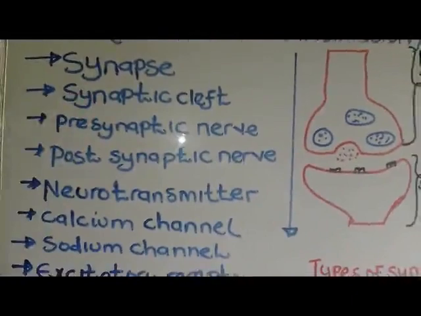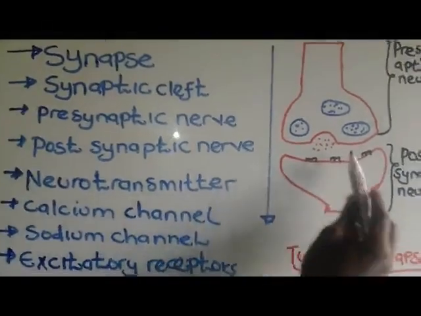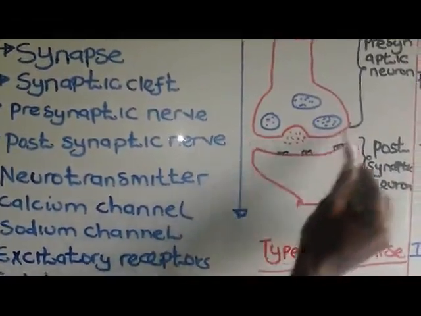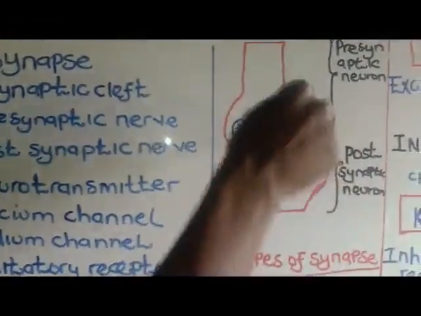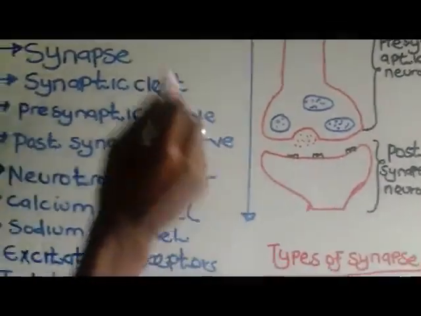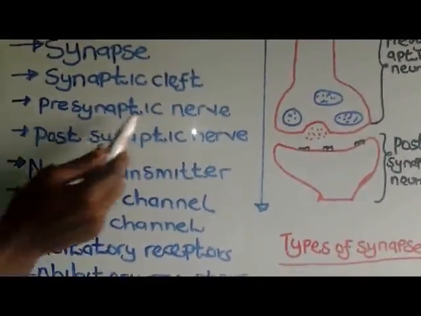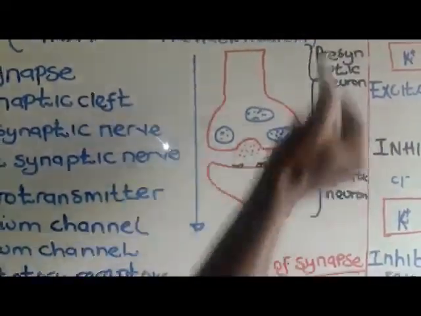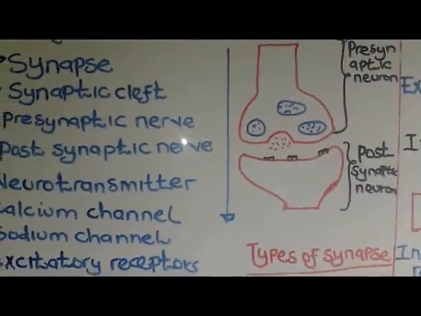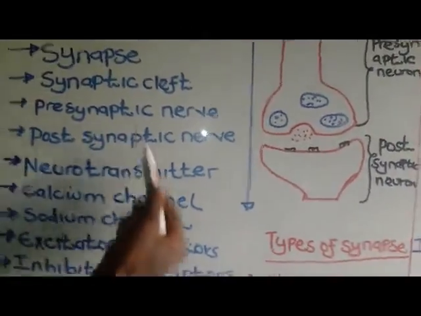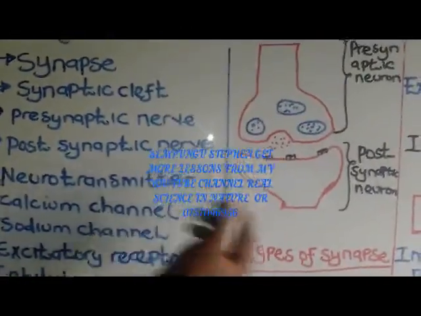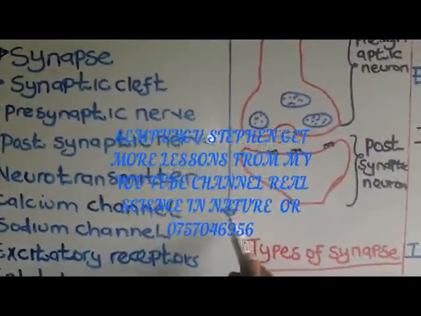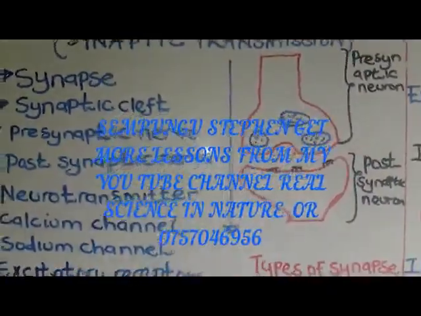Now, the synaptic cleft is this space here, all of this space inside the junction. Then the presynaptic nerve is the nerve up here, the one which we are reflecting here. That is the presynaptic neuron or nerve. Then the postsynaptic neuron or nerve is the lower one, where the action potential is going, where the impulse is going.